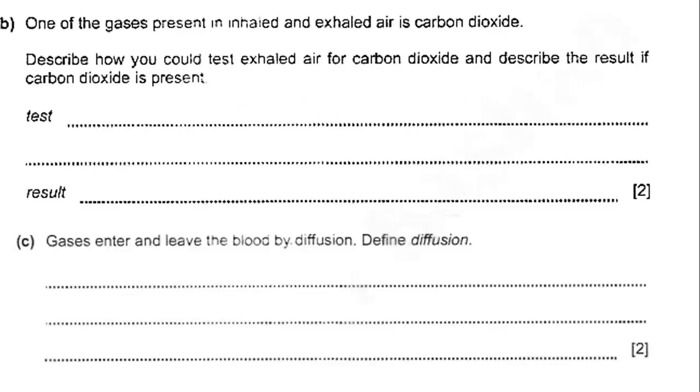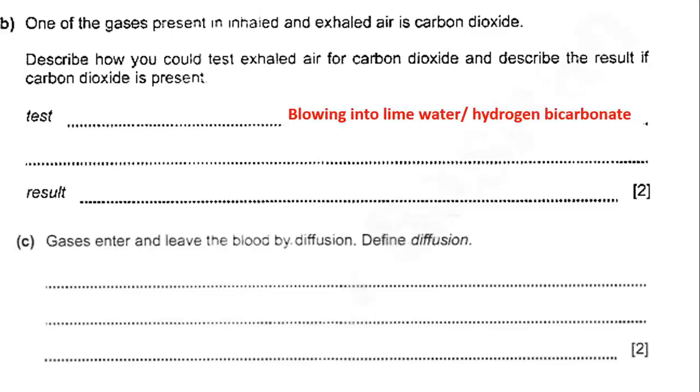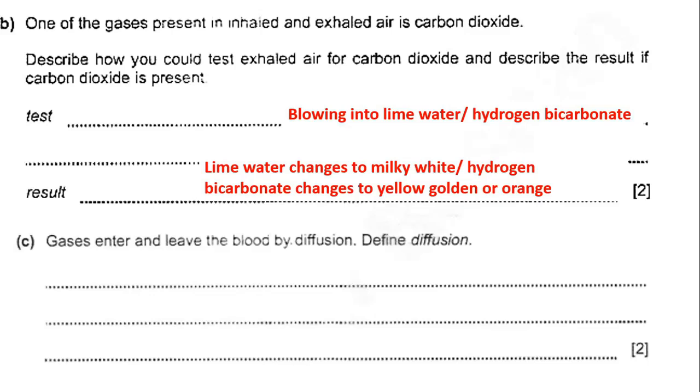One of the gases present in the inhaled and exhaled air is carbon dioxide. Describe how you could test exhaled air for carbon dioxide and describe the result if carbon dioxide is present. You can mention any of the two tests that we mentioned, lime water or hydrogen bicarbonate. Both are okay. If it's lime water, it will turn milky white. If it's hydrogen bicarbonate, it will change to yellow, golden, or orange. All of them are correct.